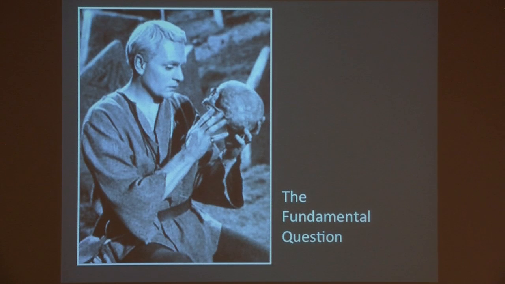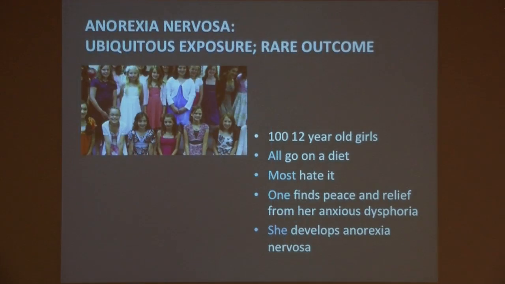So the fundamental question that I'm interested in asking in the long term is this. For anorexia nervosa, you have ubiquitous exposure to societal pressures, but a rare outcome. So for the next 3 slides, I'm going to talk about the same group of 100 12-year-old girls. You have that group of 100, all of them go on a diet. Most of them find that diet unpleasant. It's not something they enjoy at all. They want ice cream, they want something fun to eat.